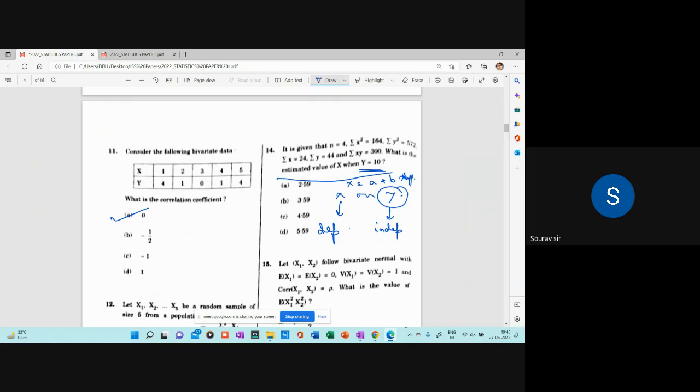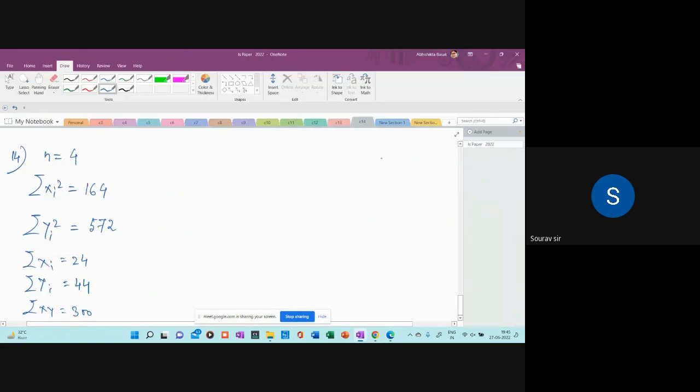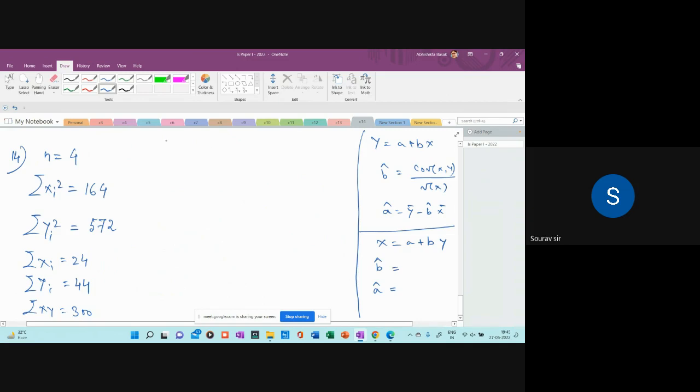So obviously we know for the regression equation y equals a plus bx, b hat is covariance xy by variance of x, and a hat equals y bar minus b hat x bar. So obviously let's see what the changes make and how it is going to be. For x equals a plus b into y, what will be the value of b hat and what will be the value of a hat? Okay, so let's start doing this.